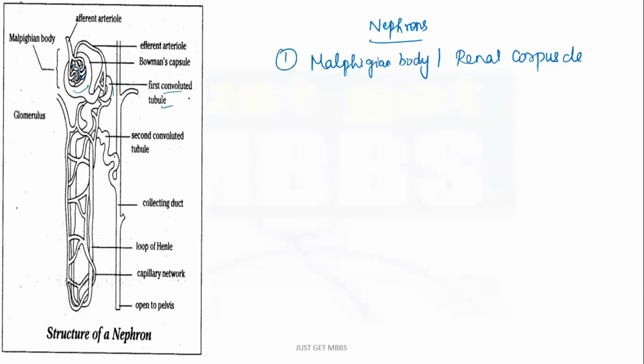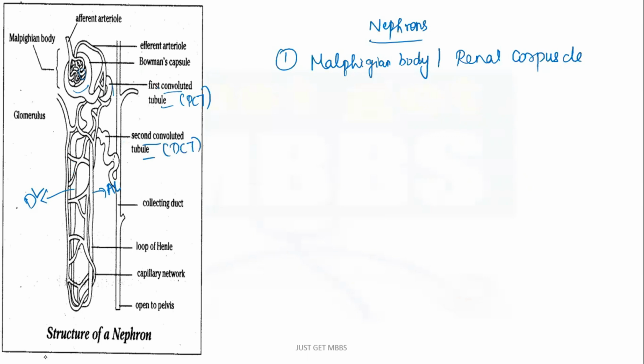The first convoluted tubule is your PCT, followed by your descending limb. So this is my descending limb of the loop of Henle. This is my ascending limb of the loop of Henle. The second convoluted tubule is your DCT. So this is my DCT. And finally, I've got my collecting duct.